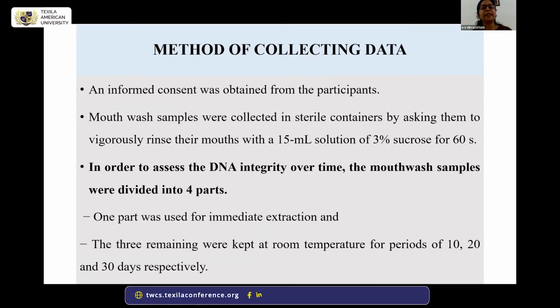In order to assess DNA integrity over time, the mouthwash samples were divided into 4 equal parts. One part was used for immediate extraction. The other parts were kept at room temperature. They were not frozen or stored at minus degrees. They were stored at room temperature and the DNA was extracted after a period of 10, 20, and 30 days.